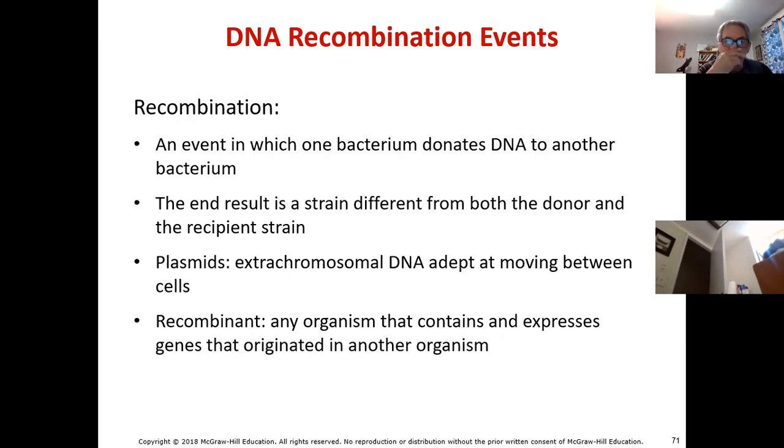Plasmids, if you remember, these are small extrachromosomal pieces of DNA that bacteria have. They can carry virulence factors. They can be readily exchanged between bacteria, and sometimes they can integrate into the genome. Recombinant: any organism that contains and expresses genes that originated from another organism is a recombinant.